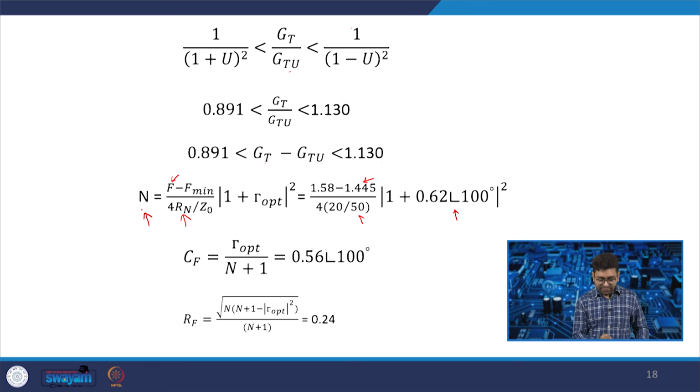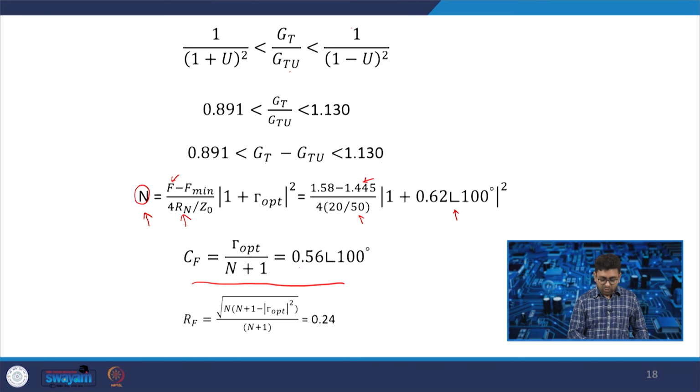So you will find the value of N. Now this value of capital N is used in finding the center of the noise figure circle. The center is 0.56 gamma opt, and its angle is always the angle of gamma opt. The angle depends upon the gamma opt, and this is the radius of the circle, that is 0.24.